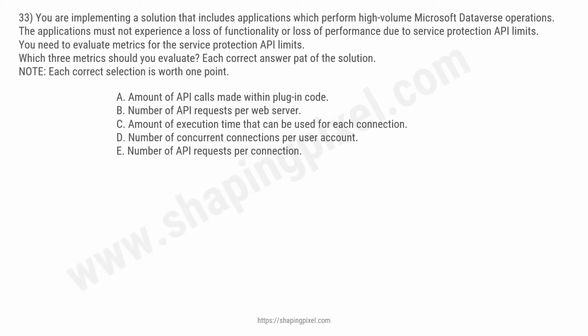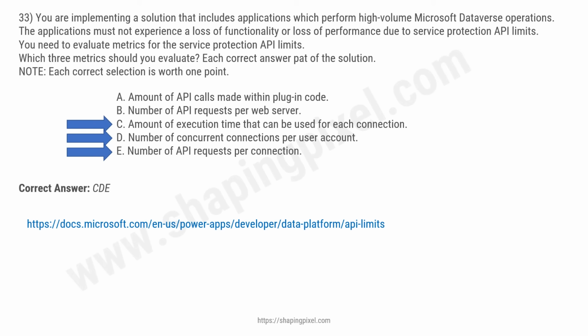So the right answer here is option C, amount of execution time that can be used for each connection. Option D, number of concurrent connections per user account. And option E, number of API requests per connection.